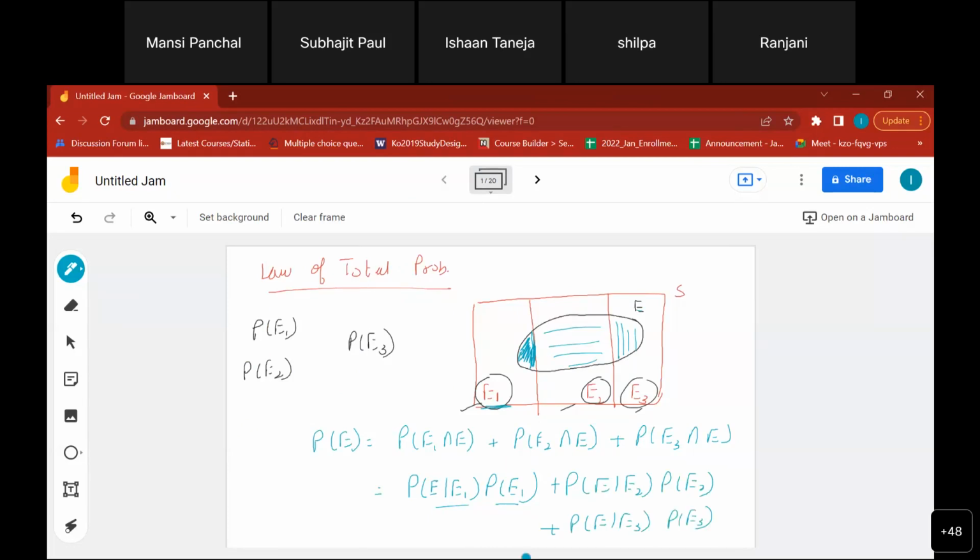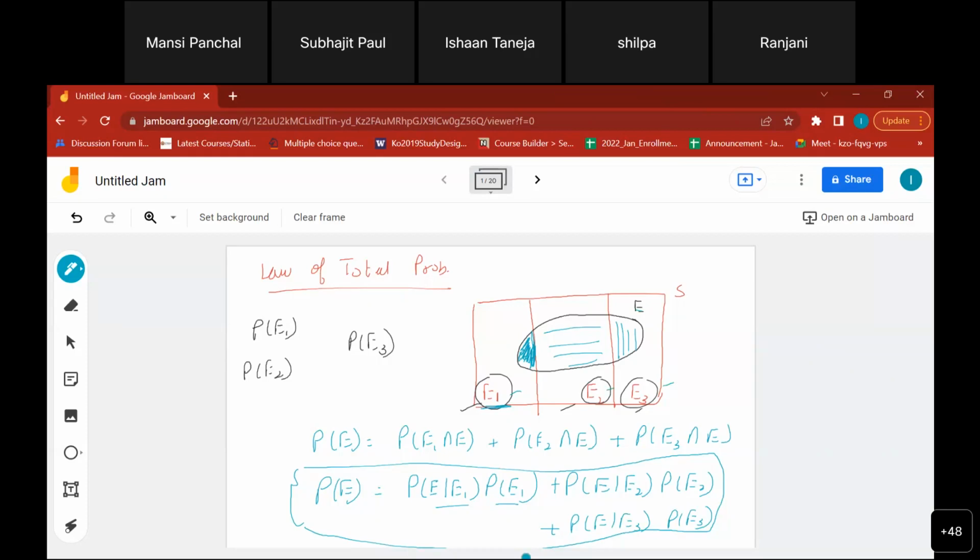So adding all these 3, I can get the probability of this event E, right? Is this thing clear? Could you repeat how the probability of E would be this? See, individually I know all the information about E1, E2, and E3, okay? And I need to find the probability of this big event E.